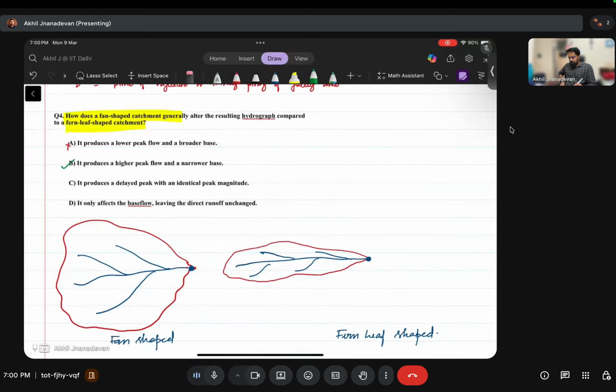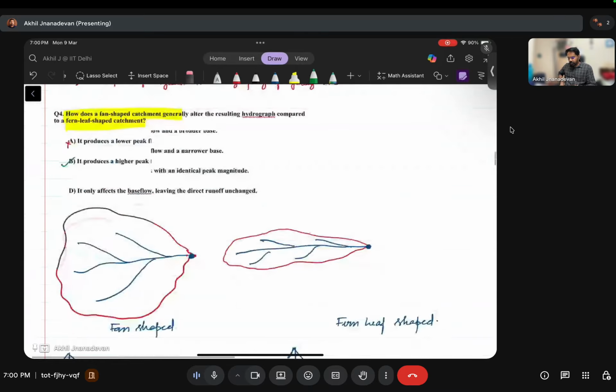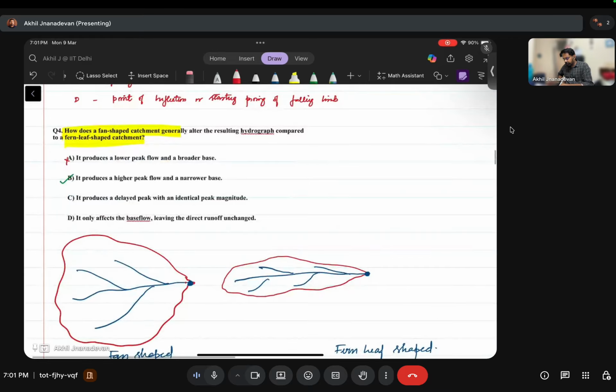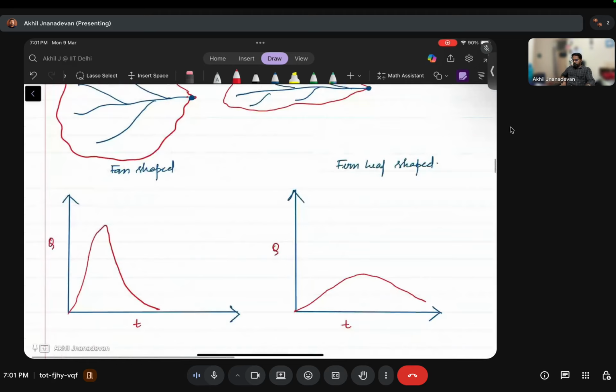So we can move on to the other options also. It produces a delayed peak with an identical peak magnitude. No, the peak is not delayed, it is very quick in case of a fan shaped. It only affects the base flow, leaving the direct runoff unchanged. That is wrong. So the correct option is produces a higher peak flow with a narrow base. So with that, we already show here.